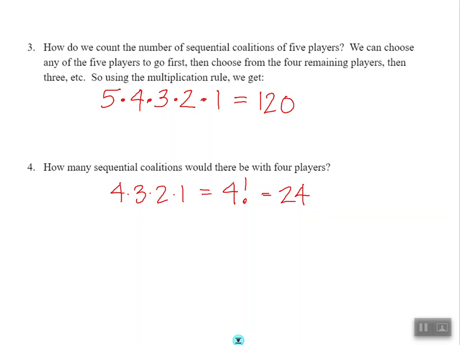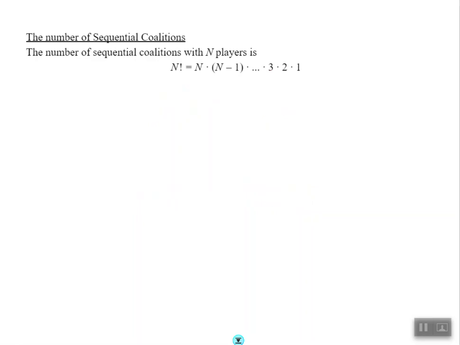Other than that, it's very similar to the Banzhaf Power Index, which we looked at last class. So go ahead, take your practice, and get to work.